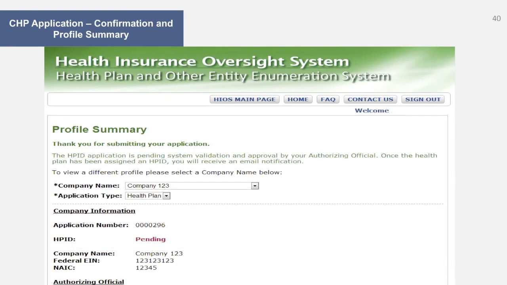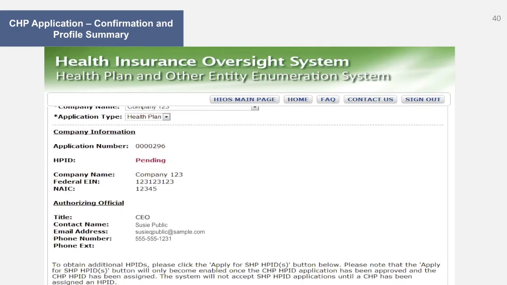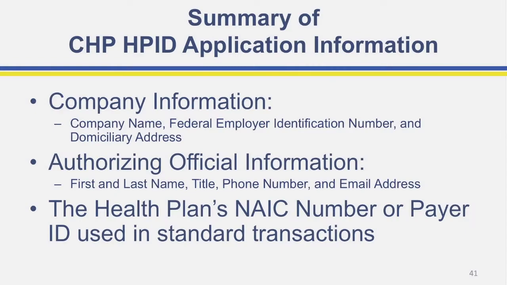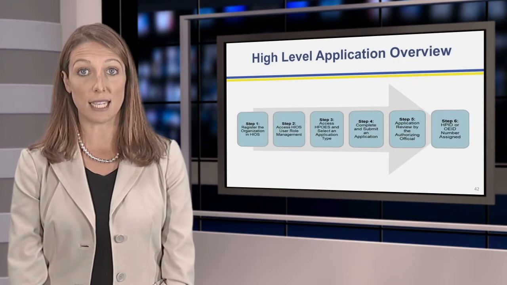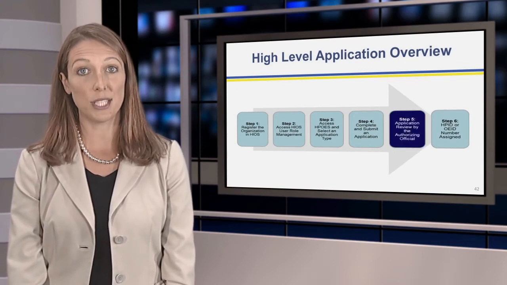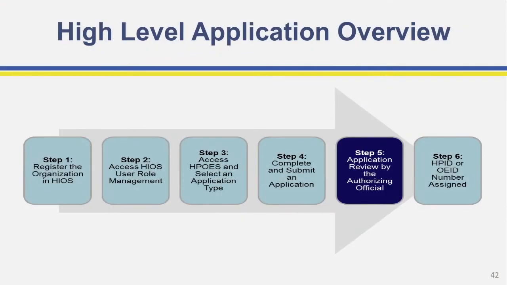Once submitted, you are taken to the Profile Summary page, which displays a message confirming your application has been submitted. Here is a summary of the OEID application information collected. So we've discussed how to complete and submit an application. Next, we will discuss Step 5, Application Review by the authorizing official.